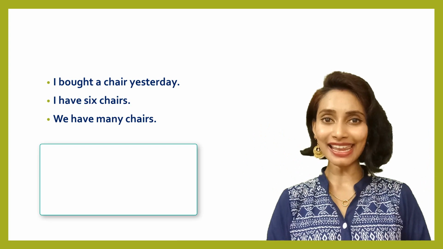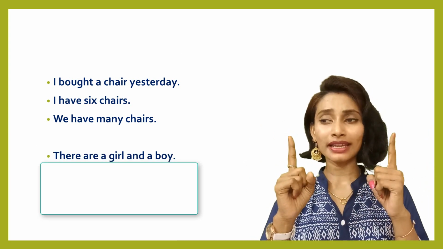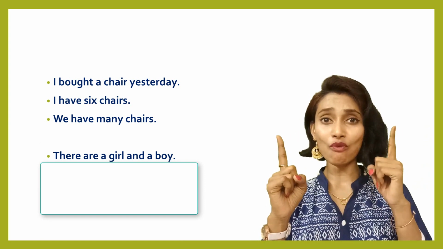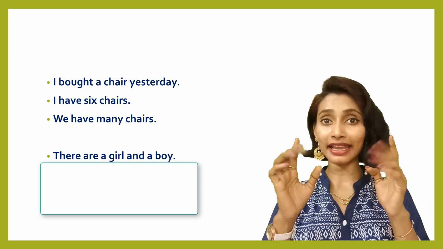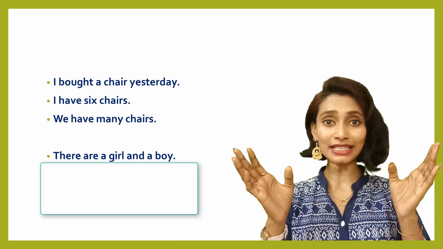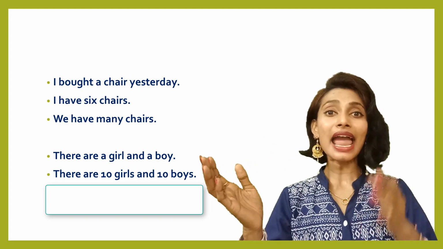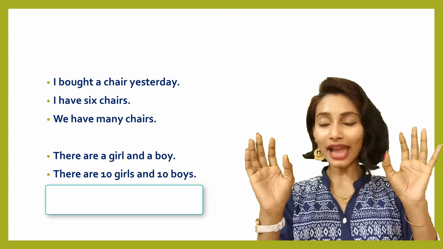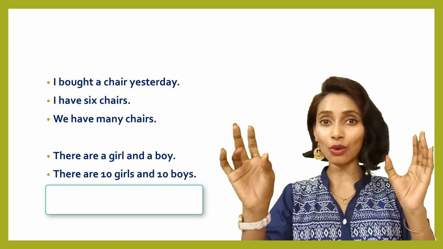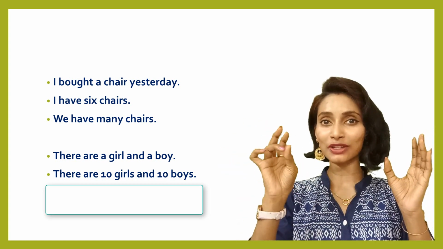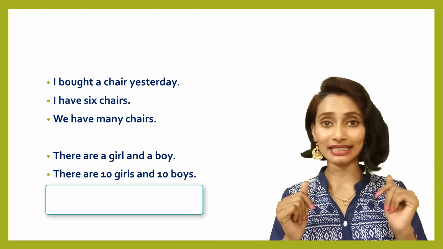And let us see another set of examples. There is a girl and a boy. It indicates one girl and one boy. When I want to say a particular number, I can use the number before these countable nouns like there are 10 girls and 10 boys. So I know the particular number and I'm using 10 before the noun which is countable. I can count 1, 2, 3, 4, 5, 6, 7, 8, 9, 10 boys. In the same way 10 girls.